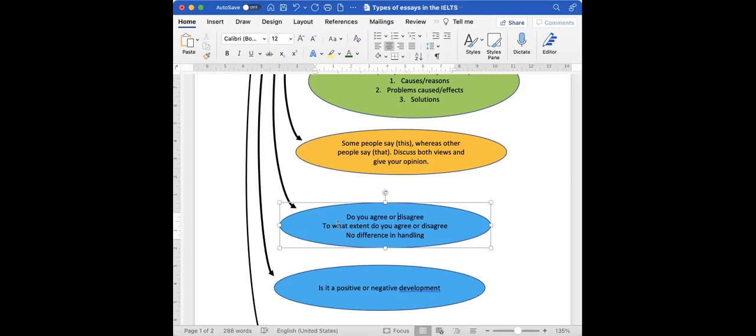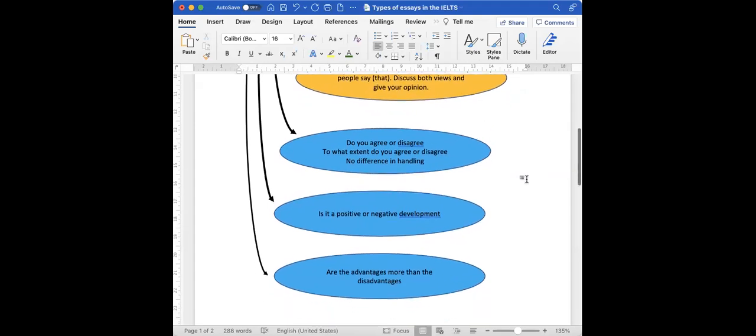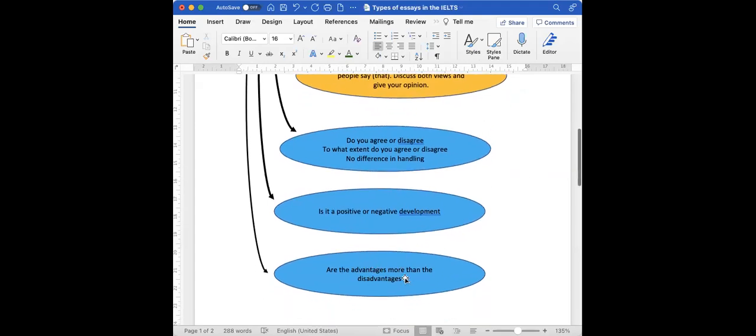Some students say that if extent is asked, we have to say 30-70, or 40-60 or something like that. No, nothing of that sort. It is just a way of asking. Basically, it means the same thing. So is that clear about the agree disagree of the opinion? Yes, ma'am. The second way an opinion essay can be asked is: is this a positive or negative development? They'll give a statement, and then ask you whether it is a positive or a negative development. And the third way is: are the advantages more than the disadvantages?